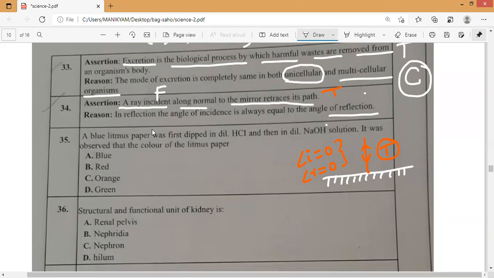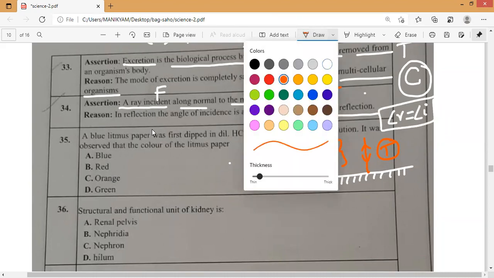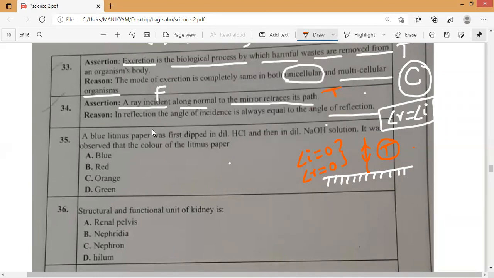The angle of incidence is always equal to the angle of reflection. Is it true or not? Yes, sir. But in reflection only. In reflection and refraction, both are the laws. Always the angle of incidence is equal to the angle of reflection. What about the angle of refraction?